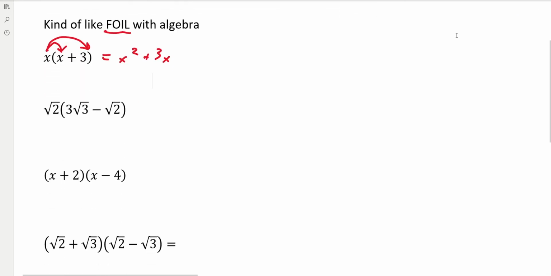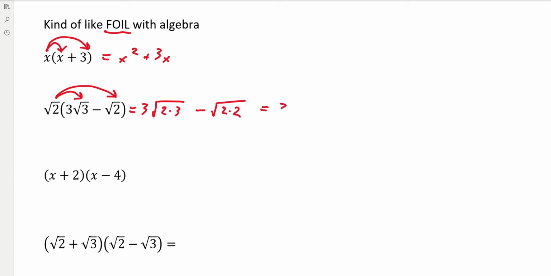So what about with radicals? Well, radicals are the same sort of process. We're going to multiply into the brackets. So if we did that, we would be left with 2 times 3 inside the root, minus 2 times 2 inside the root. Okay, and if we simplified this, we would have 3 root 6 minus 2. 2 times 2 and then square root of that, so it would just be 2. Okay, so hopefully that makes a little bit of sense. Let's try another one out.